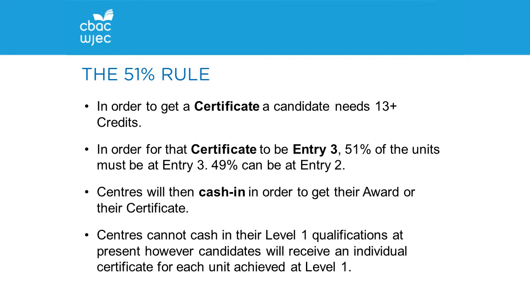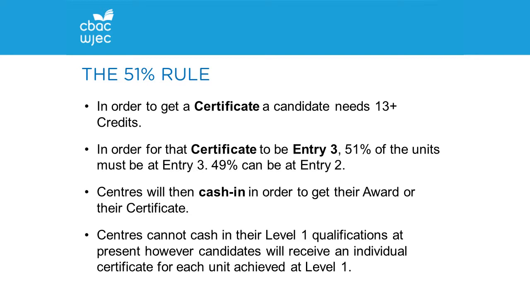The 51% rule determines the level that can be awarded for the overall qualification when combining units at different levels. In order to get a certificate, a candidate needs 13 or more credits. In order for that certificate to be awarded at Entry 3, 51% of the units must be at Entry 3. This means that 49% may be at Entry 2.